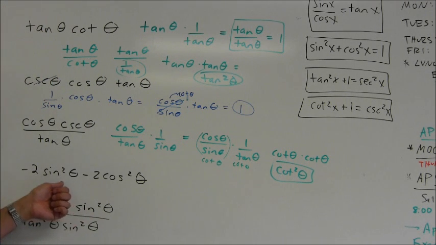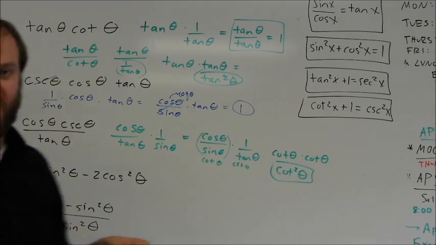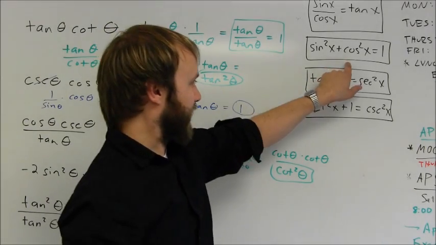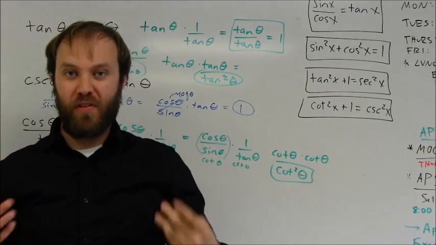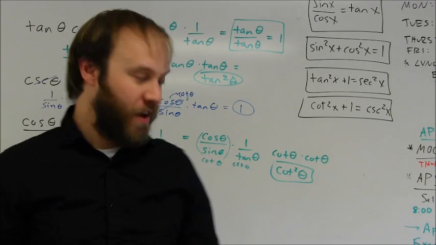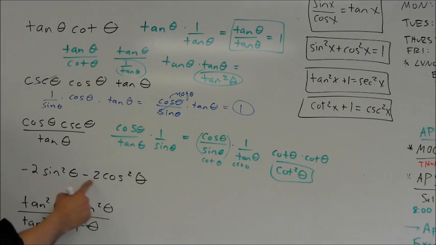Next example, I see a sine squared and a cosine squared, and it seems a little strange because it's being subtracted, but I'm thinking maybe it'll link into the sine squared plus cosine squared equals 1 formula. How do I handle that 2? Well, I noticed that there's a -2 for both of these.